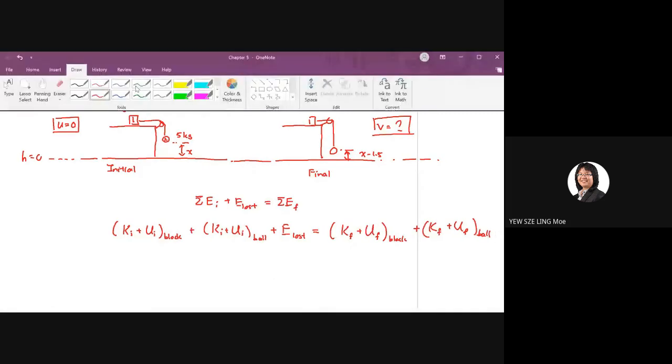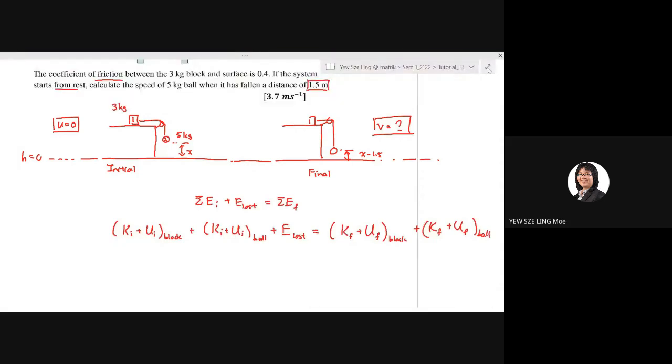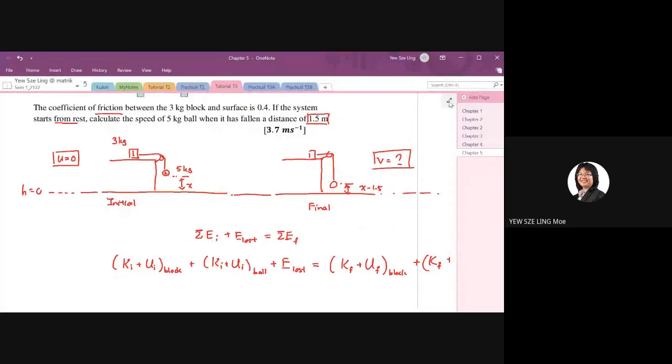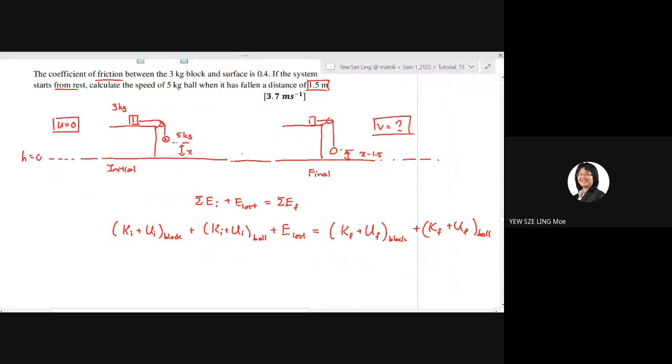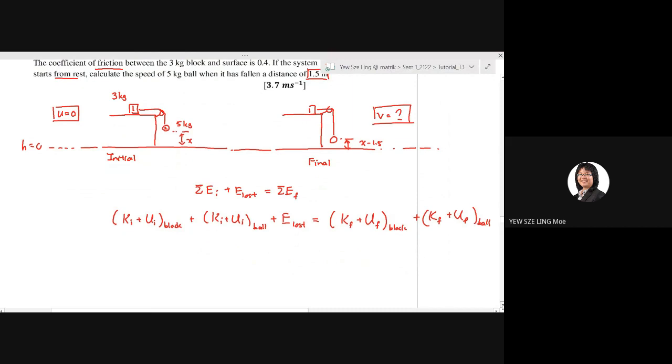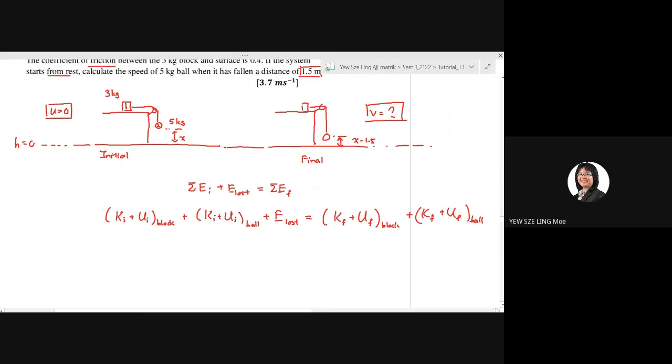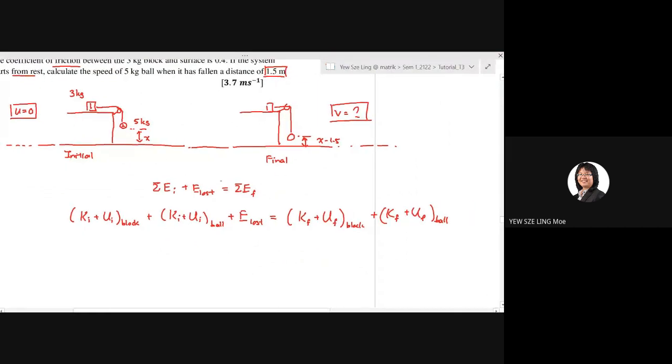You need to think what is the information that we have right now, and what are the things that we need to take into consideration in our calculation. So let's see. Now if you look at the question, it tells you objects start from rest. If objects start from rest, it means K is equal to 0. So K initial for both of them is equal to 0, so you can cancel it out.